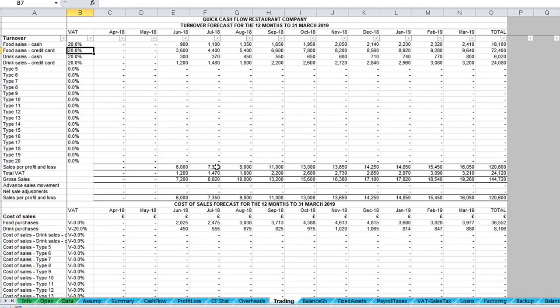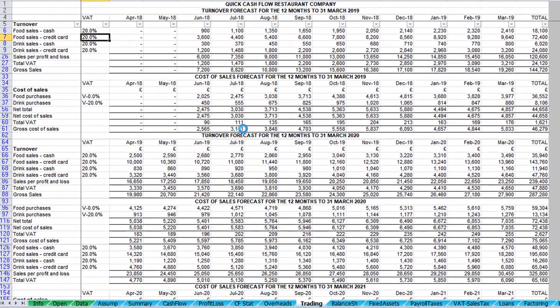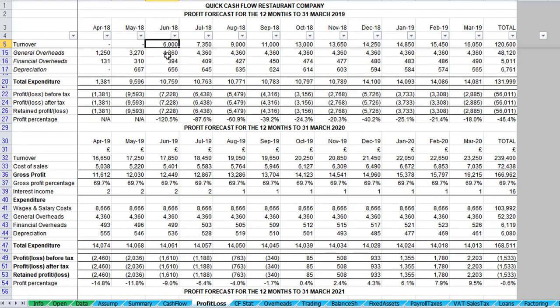You also have a trading summary which gives you the breakdown of your sales. So you've got your food sales, cash, credit card, drink sales, cash, credit card, giving you a total. If you remember that figure, you may not remember, but £6,000 there. Go back here, £6,000 in June, which gets taken through to your profit and loss account.